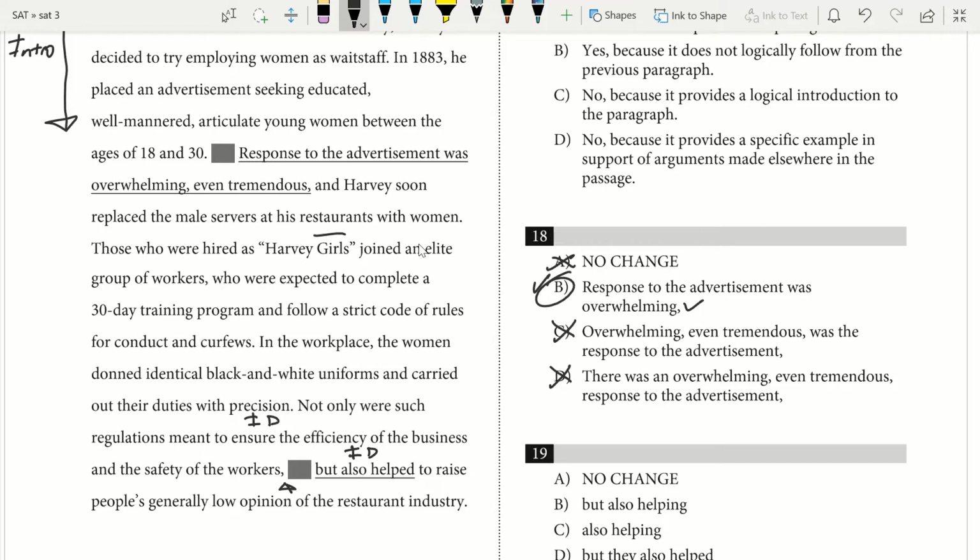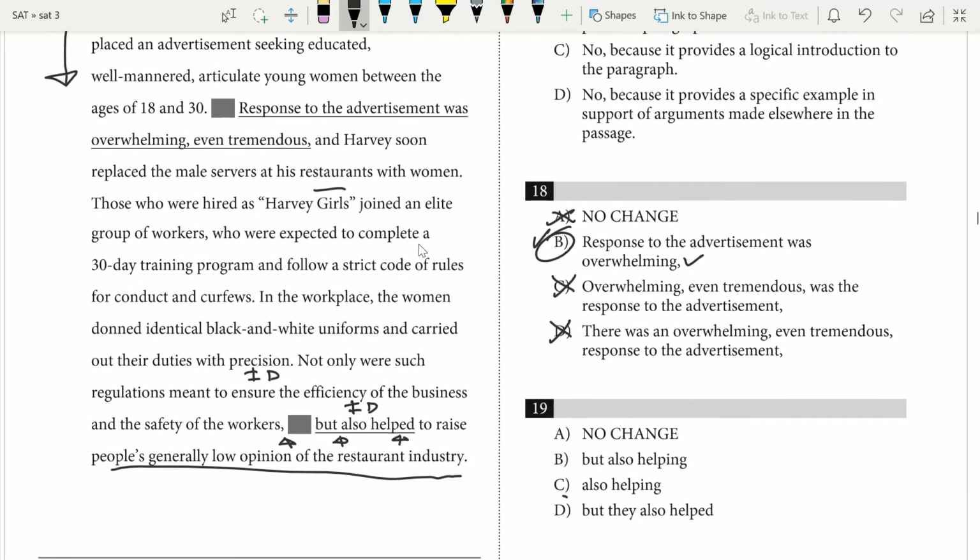But then I see I have, but also helped to raise people's generally low opinion of the restaurant industry. Well, what's the problem with this? The problem is, although we have a verb in helped, we don't have a subject here. So we have to have a subject. We have to have what helped to raise people's generally low opinion of the restaurant industry. Well, what helped to raise their opinion? The Harvey girls, right? So it would be, but they also helped.